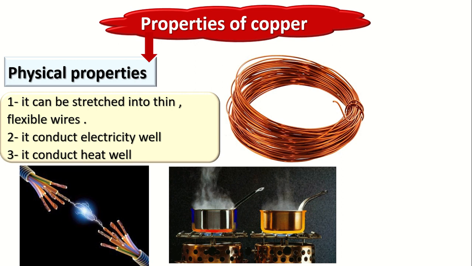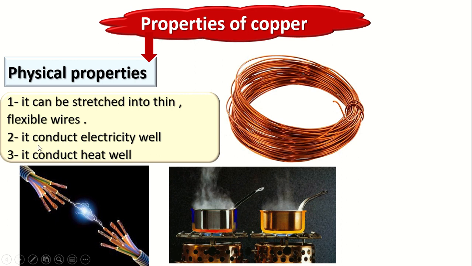Number two, the copper can conduct electricity well. What's the meaning of conduct electricity? We are using the copper in making wires. Why? Because it can conduct electricity. Conduct electricity means that it can transfer the electricity. Like when we are plugging in the computer, the copper wire makes what? It transfers electricity from the cable to the computer. So the copper can conduct electricity or transfer electricity.